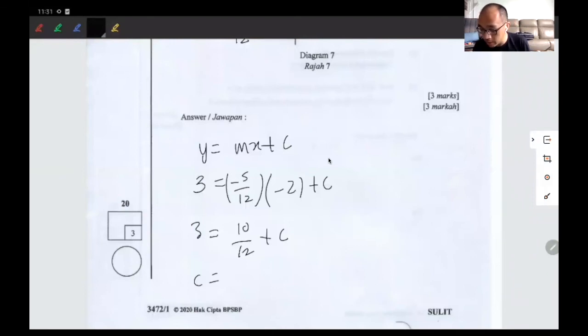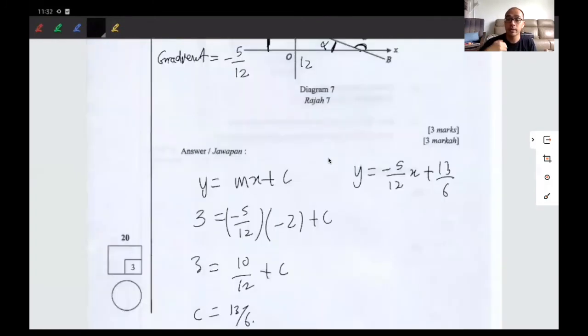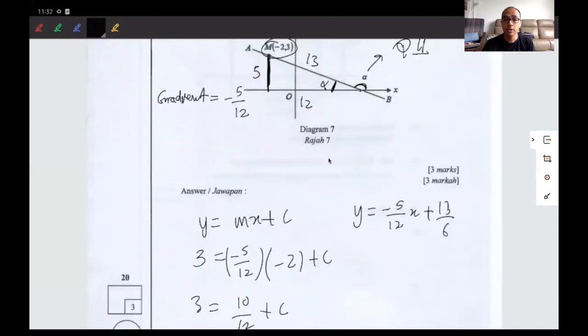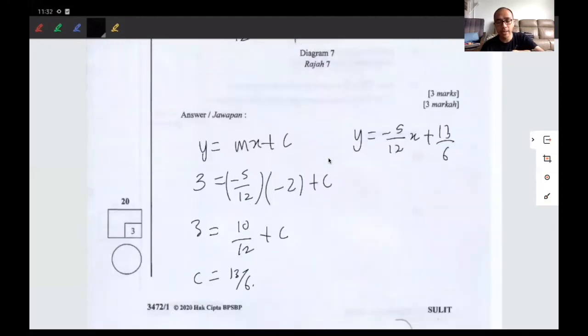What is this? 3 minus 10 over 12. 13 over 6. Okay, so my straight line equation will be y equals to negative 5 over 12x plus 13 over 6. Do I have to express it in other forms? No need. Yeah, I can express it in this form. It's totally fine. Okay, negative 5 over 12 plus 13 over 6. So this part is actually not difficult. Okay, everybody knows this.